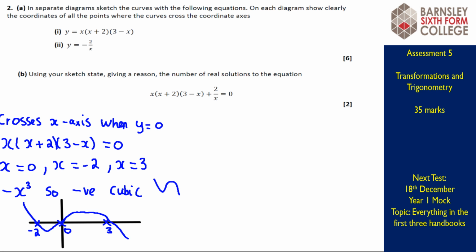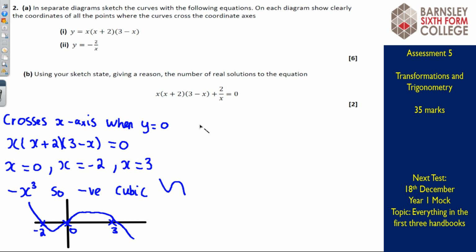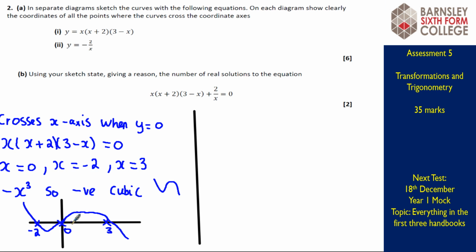Now in this particular question, we don't need to find where it's actually going to cross the y-axis because we've already done that. Because it crosses through the origin, so we already know where it's crossing the y-axis. But just be aware, if it wasn't the case, you would need to sub in x equals 0 to find out where it crosses the y-axis. So now we're going to go on to part 2.